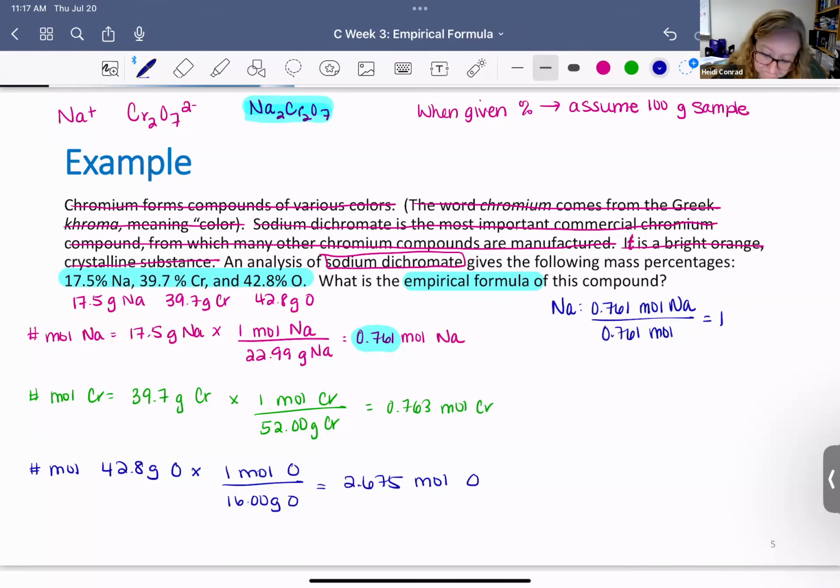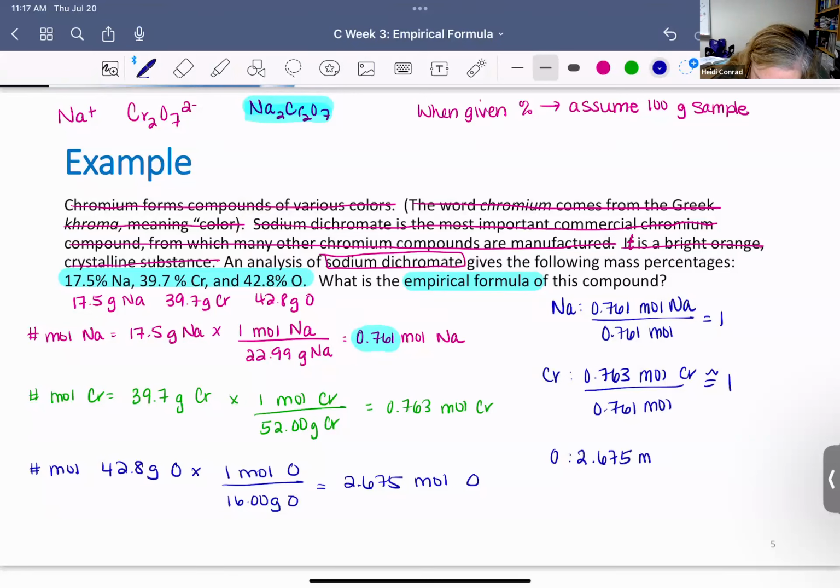Gives me 1. Chromium, 0.763 moles, to chromium, 0.761 moles. About 1. Why do I say about? Because mathematically it's not going to be exact, but we want whole numbers here. Empirical formula does not always give you perfect numbers, but 0.763 and 0.761 divided by one another is going to be a value of 1. It's a 1-to-1 ratio.